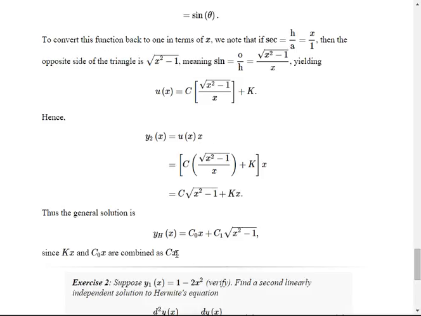So first off, the homogeneous solution is going to be constant multiples of y1 of x and y2 of x. So y1 of x we knew to be a solution is equal to x, constant multiples of x, so we just combine y1 and this term that arose while we were solving for the second. So it's c naught times x plus c1 times the square root of x squared minus 1, since these two terms are combined as c times x.